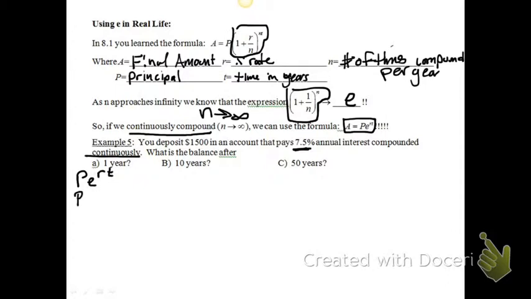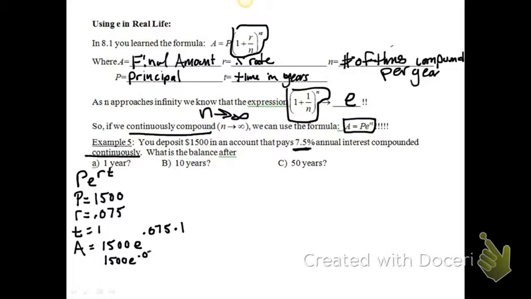Well, we know the P value for this is going to be 1,500. We know the interest rate as a decimal is 0.075, and we're doing this for 1 year for part A, so t equals 1. So our amount A is going to be 1,500 for P times the natural base e raised to the 0.075 times 1. So in my calculator, I'm going to type in 1,500 e to the 0.075, since 0.075 times 1 is just 0.075.